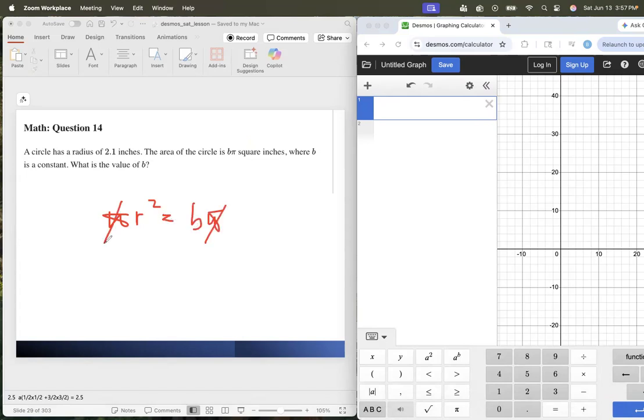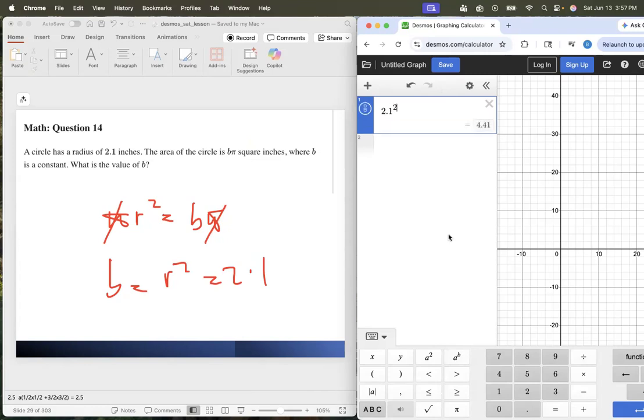That means b is the radius squared. That's all. So 2.1 squared is our right answer. We can put this in Desmos, and then it will calculate it for us. And that will be 4.41.